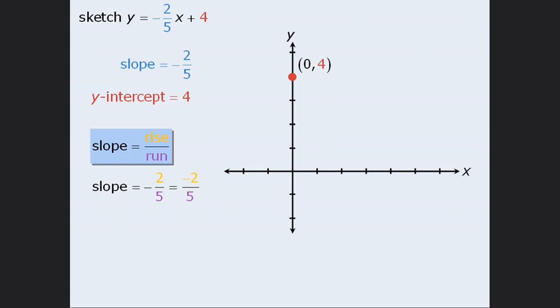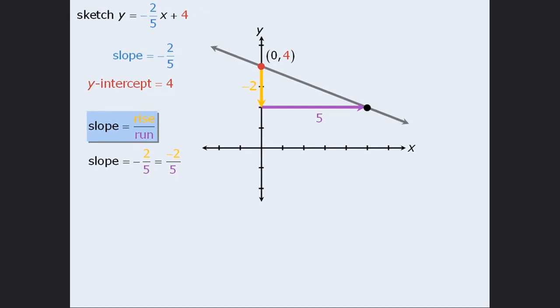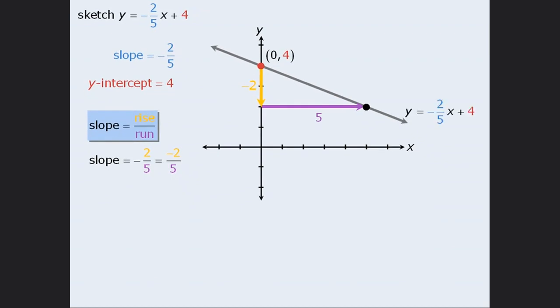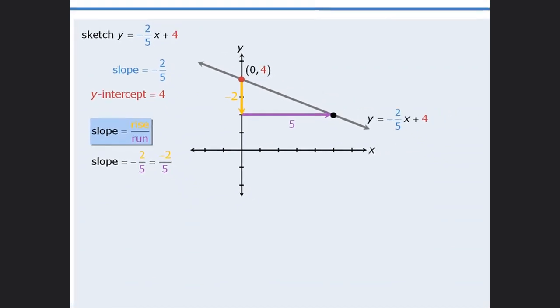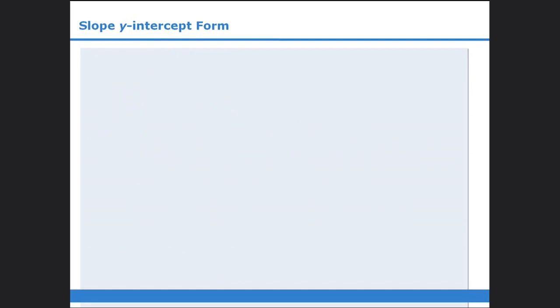Now we'll draw a line that has a rise of negative 2 and a run of 5. Beginning at the y-intercept, we'll sketch a rise of negative 2, and from here we'll add a run of 5. Once we connect our 2 points, we have sketched the line y equals negative 2/5 x plus 4. Okay, let's summarize. In this lesson, we learned that when equations of lines are written in slope y-intercept form, they provide two important pieces of information.